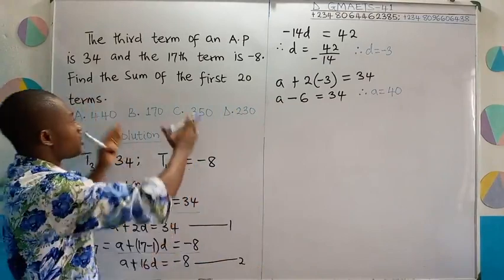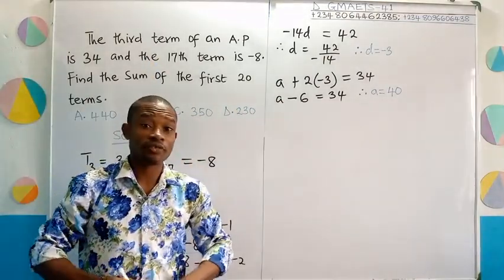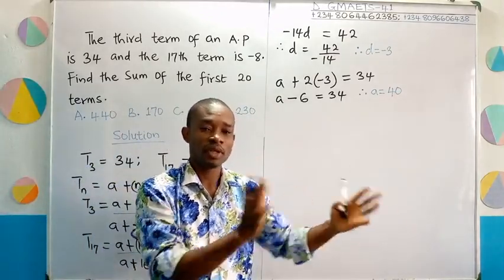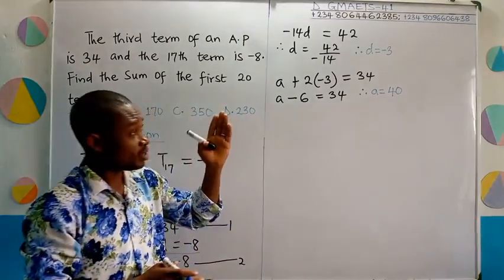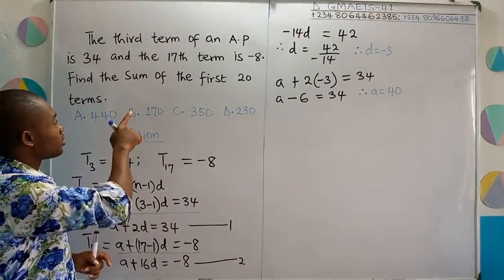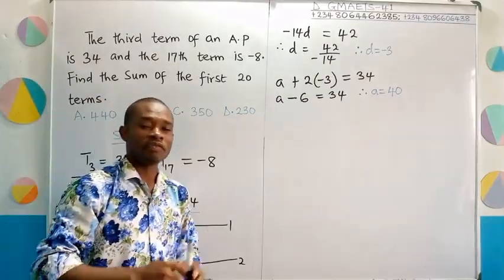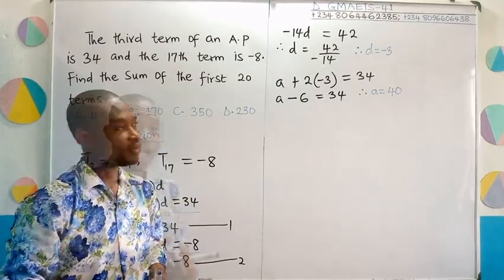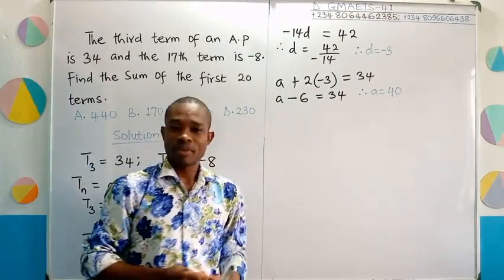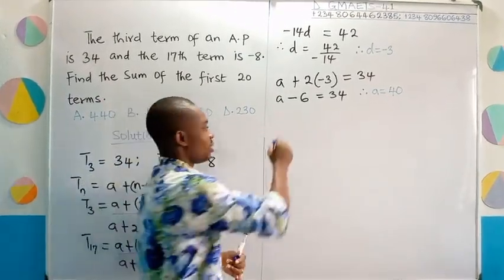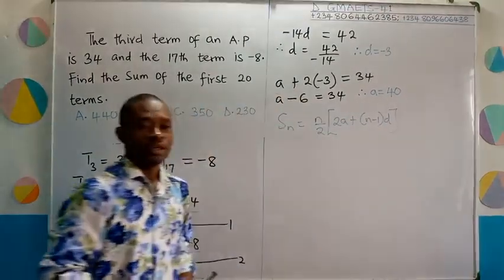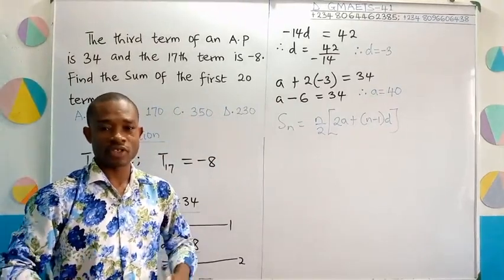This simply tells us that the first term of this arithmetic progression is 40, and the difference between any two consecutive terms, any two close terms, is minus 3. We shall use the value of this A and D to calculate the sum of the first 20 terms. How do we obtain the sum of the first 20 terms of this sequence? I've told you the formula from the start of this video lesson. It's simply Sn equal to, good. So this is the sum of any nth term of an AP.